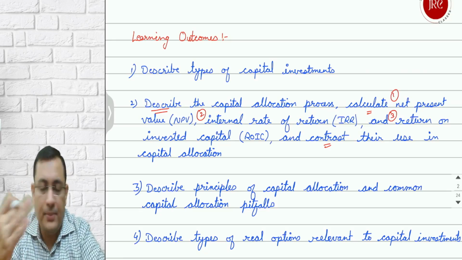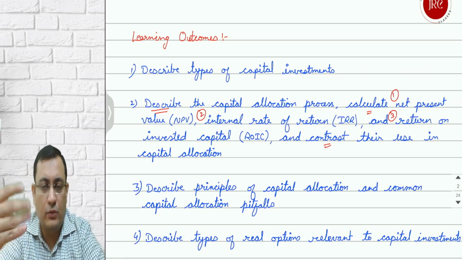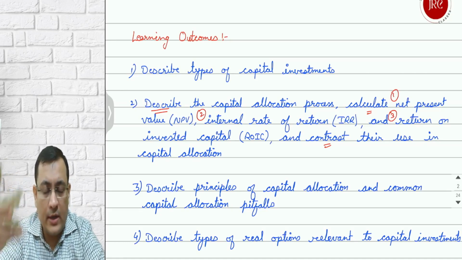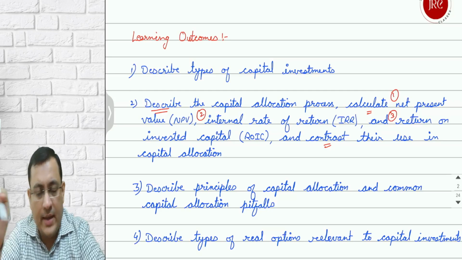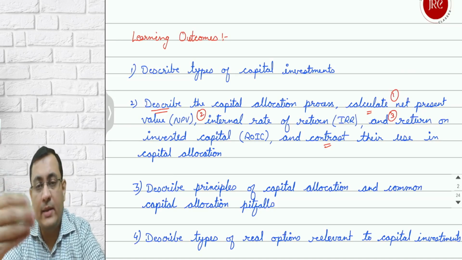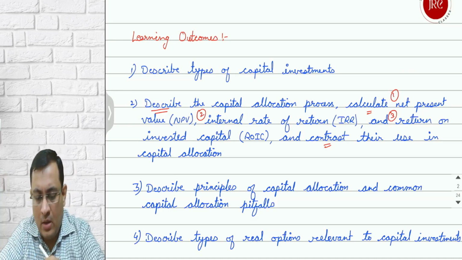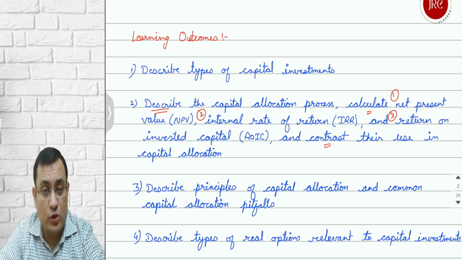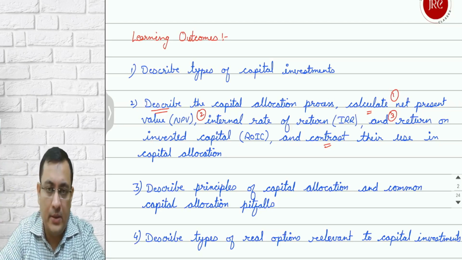So we know that capital allocation process comprises 4 steps. Number 1, idea generation. Number 2, your investment analysis using NPV, IRR or return on invested capital method. The third step is your planning and prioritizing, and the last one is monitoring. What are the best practices? First, let's understand those practices which should be followed while doing this capital allocation decision.